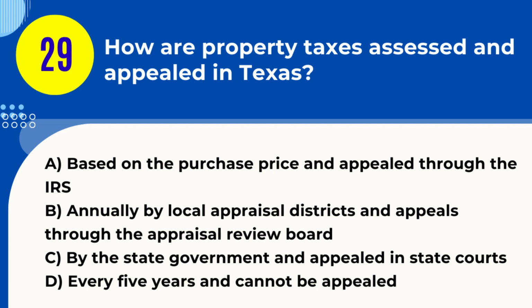A. Annually by local appraisal districts and appeals through the Appraisal Review Board. C. By the state government and appealed in state courts. D. Every 5 years and cannot be appealed. Answer: B. Annually by local appraisal districts and appeals through the Appraisal Review Board. Explanation: In Texas, property taxes are assessed annually by local appraisal districts. Property owners can appeal the assessment to the local Appraisal Review Board if they disagree with the valuation.